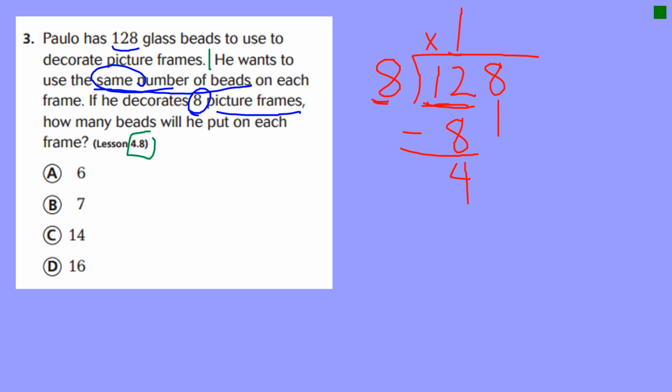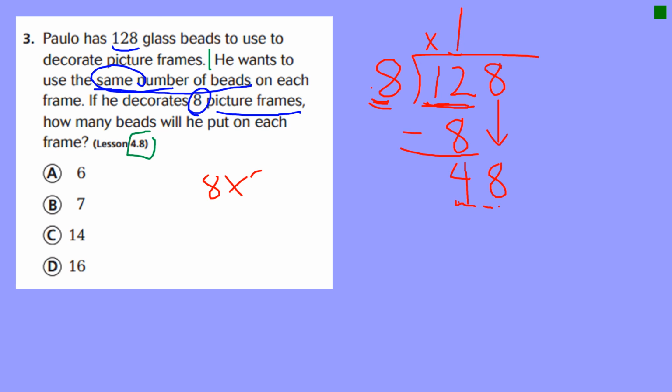B for bring down. Let's bring down our ones. Okay. Oh, I forgot to do C for check. 4 is less than 8. Check. Okay, B for bring down. So now we pop back up to D for divide. We're going to divide 8 into 48 ones. 8 into 48 ones. Let's see. Oh, I think I know that.